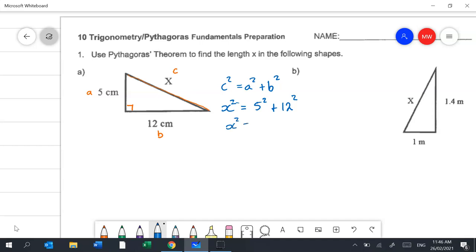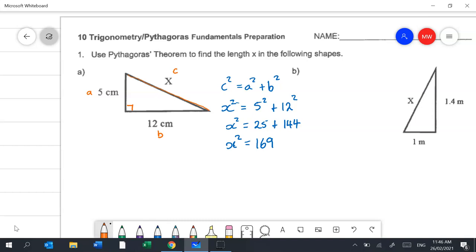Now x squared will be 25 plus 144. So x squared is 169. And this is really just the balance method now.